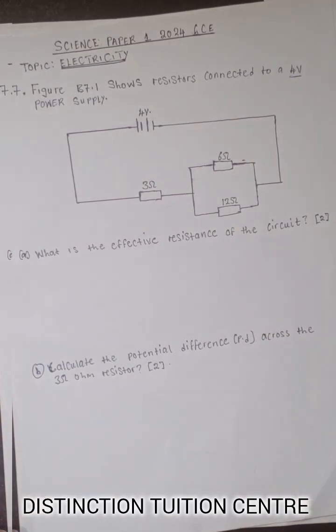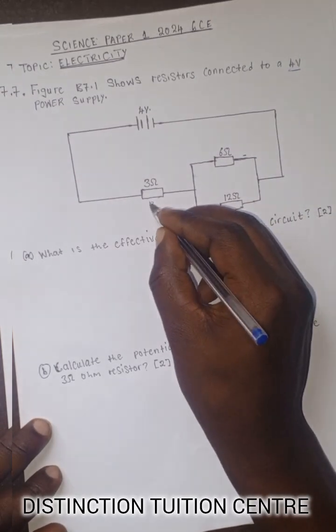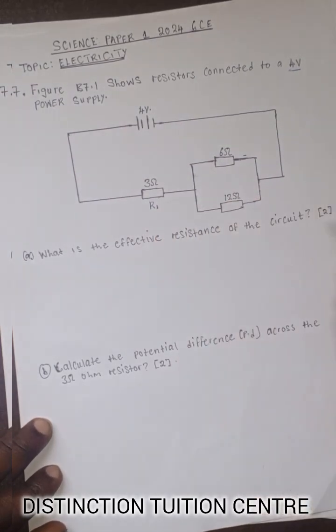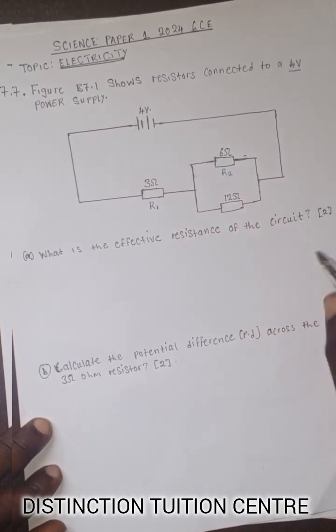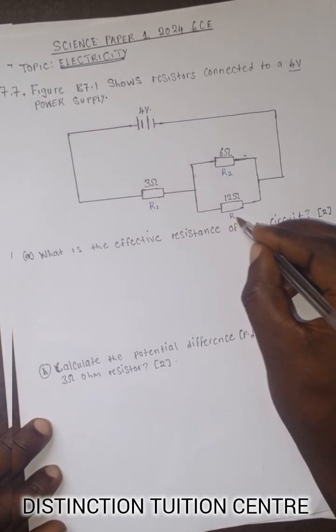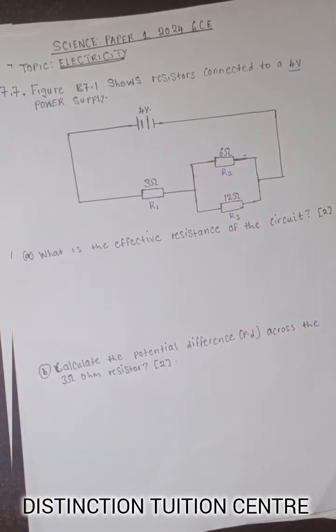Now how do we find the effective resistance for resistors that have been connected in parallel and in series at the same time? The first thing that we'll do is label them. We can label the 3 ohm resistor as resistor 1, the 6 ohm as resistor 2, and the 12 ohm as resistor 3. Having done that, we now need to look at the formula.